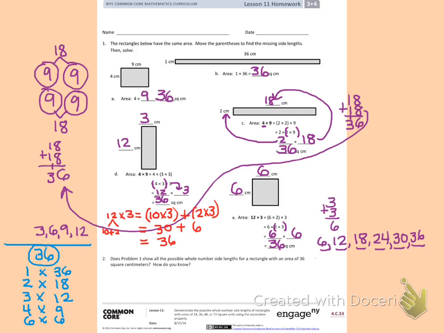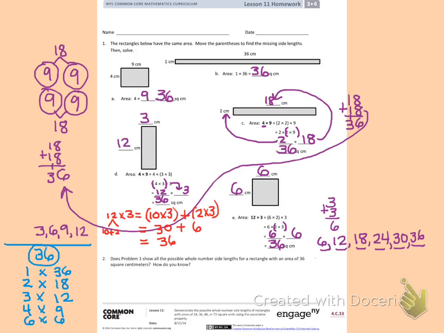9, oh look, I already see 9 with a 4 up there. 10, no, not 10, because all multiples of 10 end with a 0. 11, no, because 11 times 3 is 33, so that wouldn't work. And then we already have 12. So those are my possible combinations.